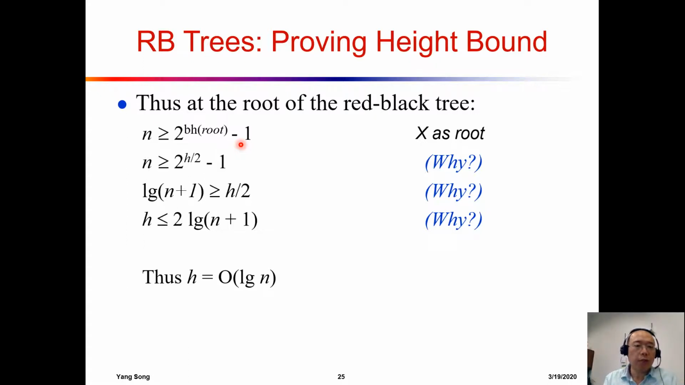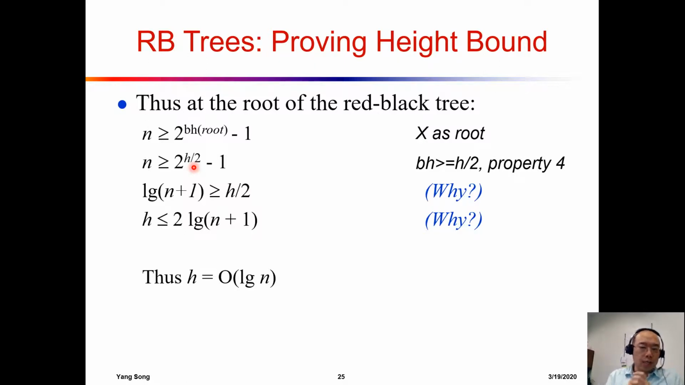The next part, we are substituting the black height of the root with h divided by 2. Why do we do that? Because we have proved that bh, the black height of the root, will be greater or equal to h divided by 2, and that is based on property number 4.